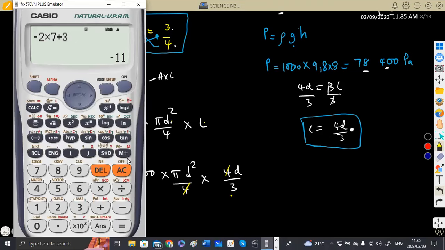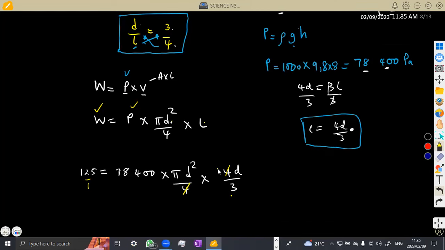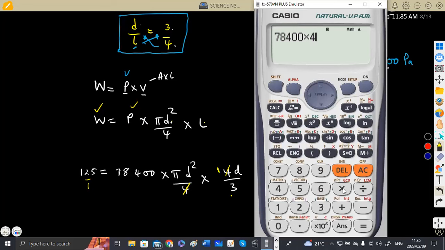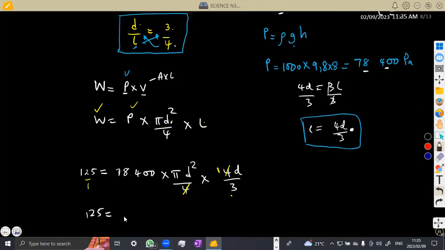All right, so in this case, I'm going to simplify what is on the left-hand side together. That's 78,400 times pi. Okay, we are going to multiply with pi times the 3 there, which is the same as 1 over 3. So we're going to multiply it by 1 over 3 like this, which is going to be 600. Okay, so this is what we're going to have. So we're going to have 125 is equal to 313,600 d. Okay, do we have a pi here?